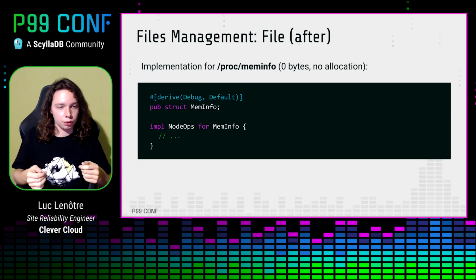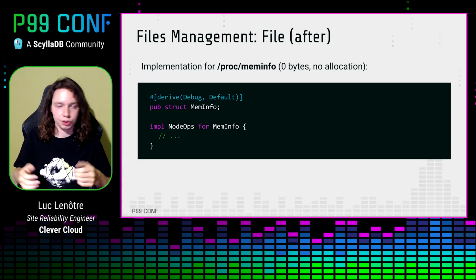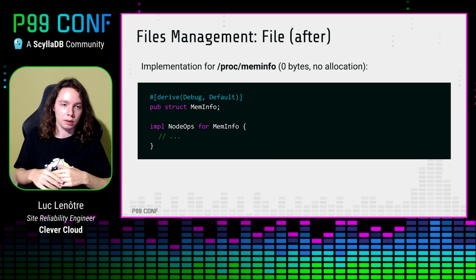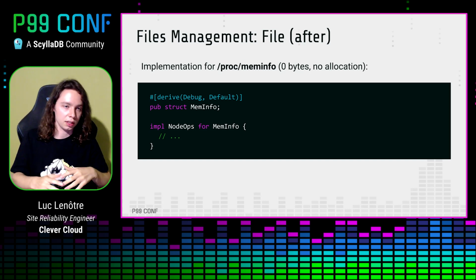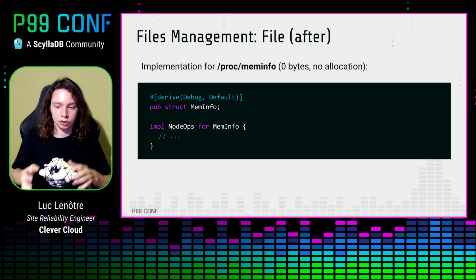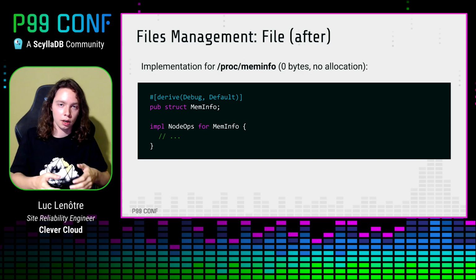the meminfo file is going to return information about the usage of memory on the system. It does not require any private data, so there is absolutely no field inside of the structure. And since its size is 0, then the box that we have seen earlier will not make an actual memory allocation. So this is basically free.